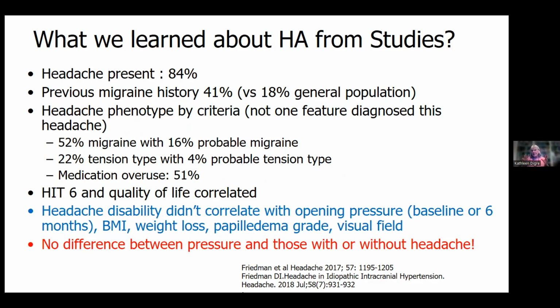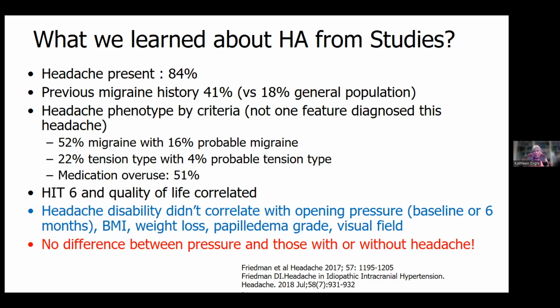We did find that as the HIT-6, this terrible score that they had, increased, the quality of life decreased. So the headache was directly related to the quality of life. We did find that the headache disability did not correlate with how high the pressure was. It didn't quantify and correlate with how much obesity they had, how much weight loss they had, what their papilledema grade was or what their visual field was.